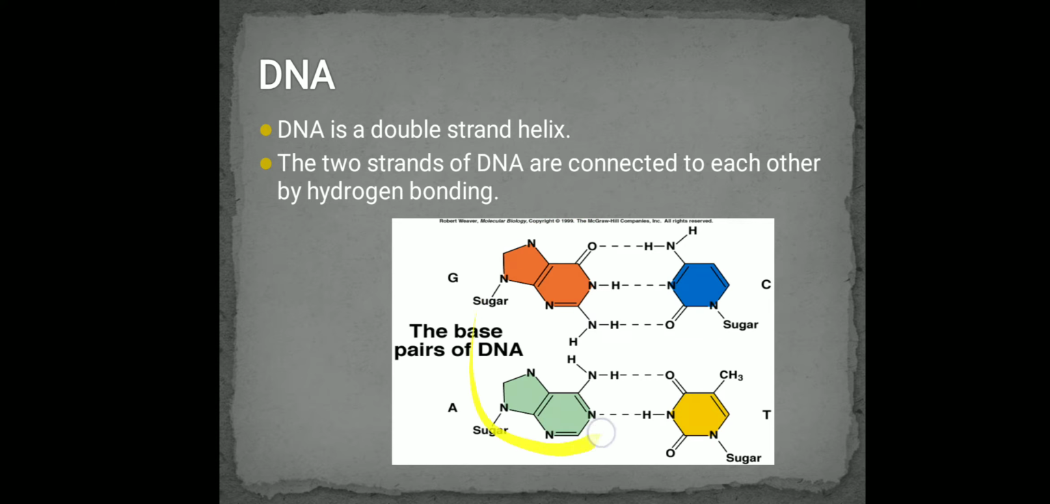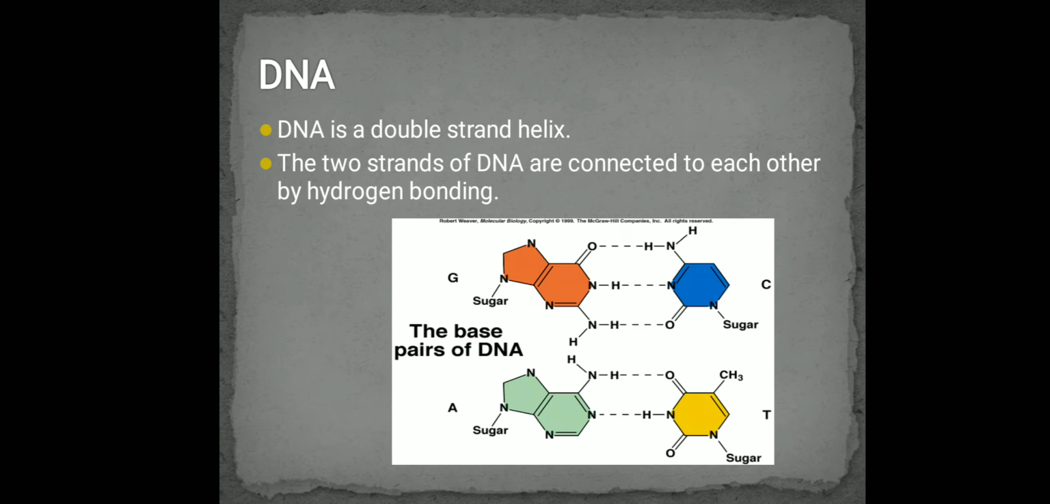You can see in this image, one of these is representing one strand and this is representing another strand. So DNA is double stranded and usually it will be in the form of a helix structure. The two strands of the DNA will be connected to each other by hydrogen bonding. The nucleotides of one strand will be connected to the other strand by hydrogen bond formation.